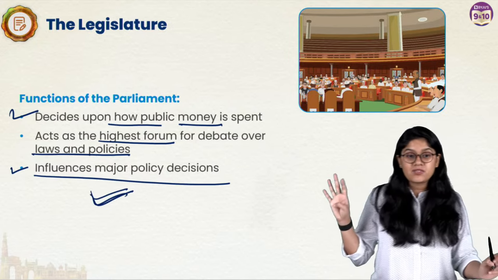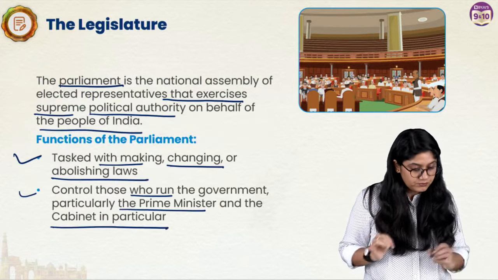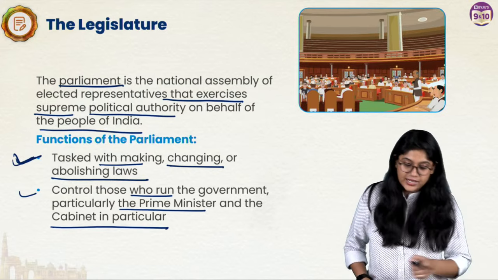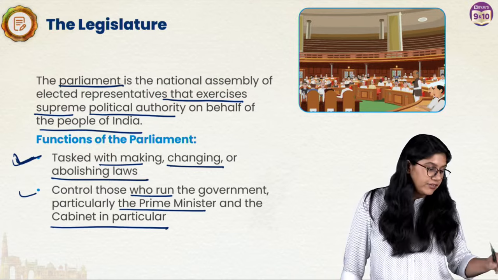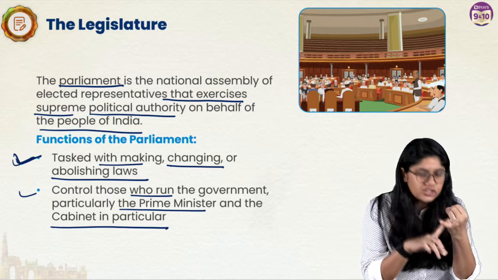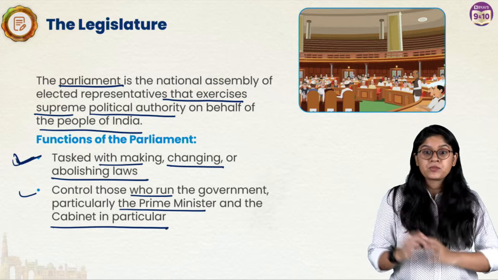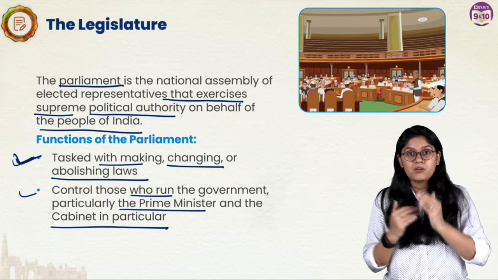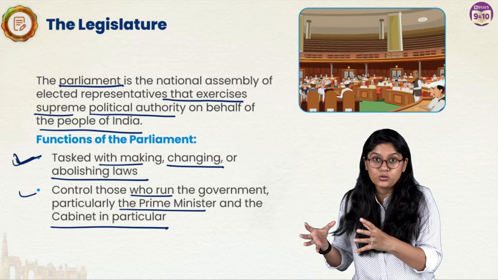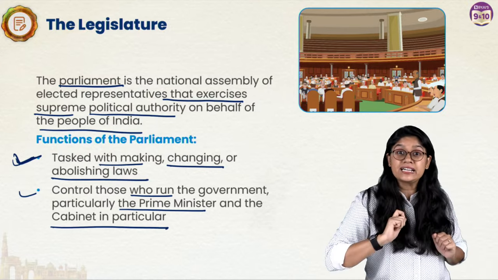Four important things, everyone, in your textbook also, they have mentioned four important points. First is this, right? All over the world, we know that parliament is very, very important. They are the ones who will be making the laws, changing the laws, abolishing the laws. They are the ones who will be keeping a check on who is running the government and how the government is run. We have the opposition also, who will be questioning the working of the government, whether they are working correctly or not.